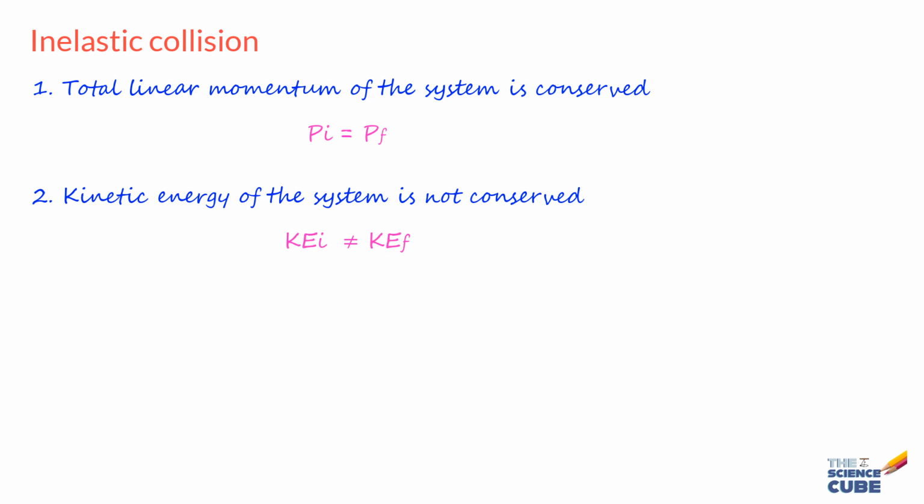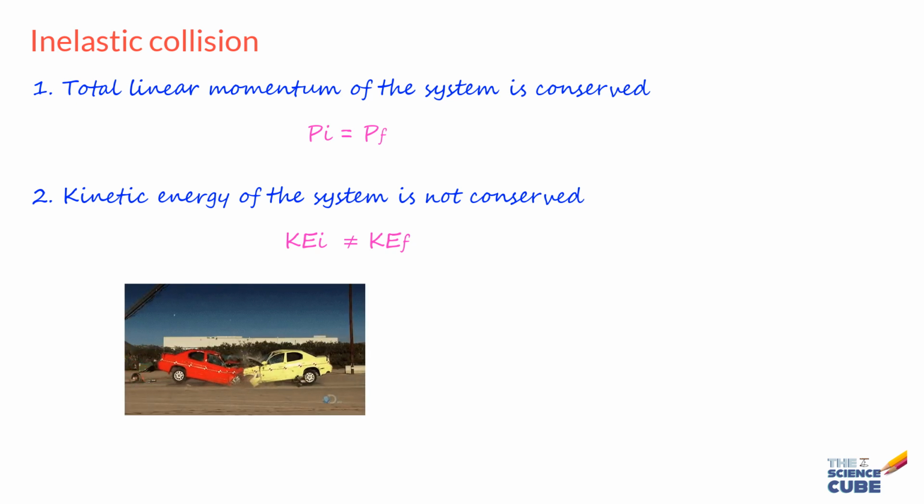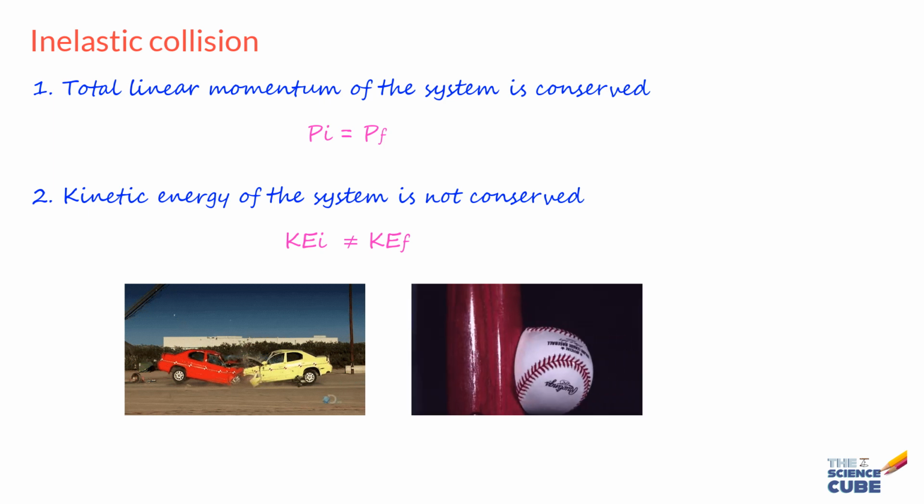And you can see this in everyday collisions, like two cars colliding or a ball and a bat colliding. And you see, in these types of collision, some energy is always transformed from kinetic energy to other forms of energy, usually thermal energy or sound energy. And that is the reason the kinetic energy of the system is not conserved.